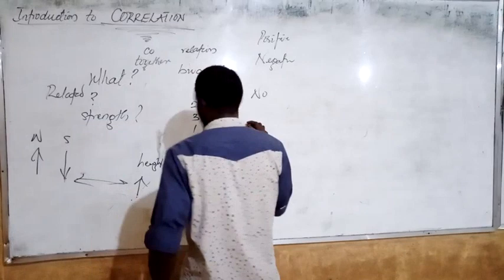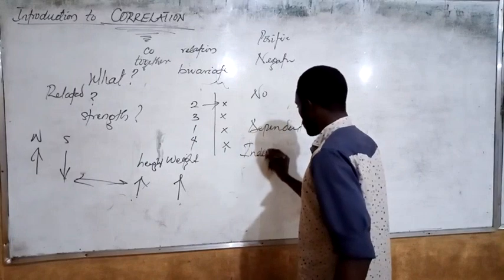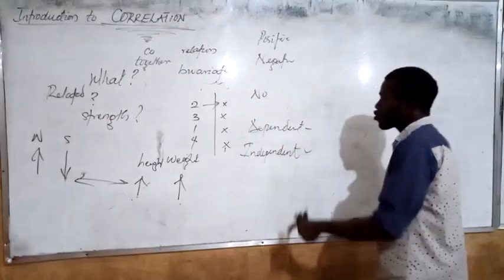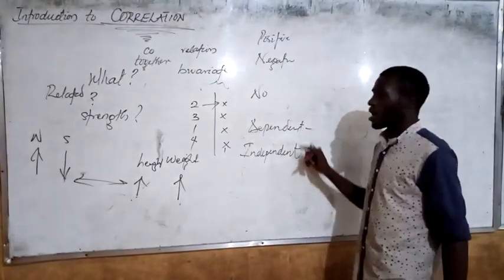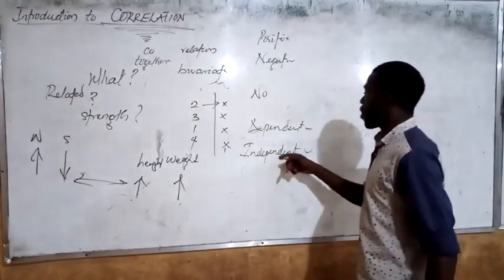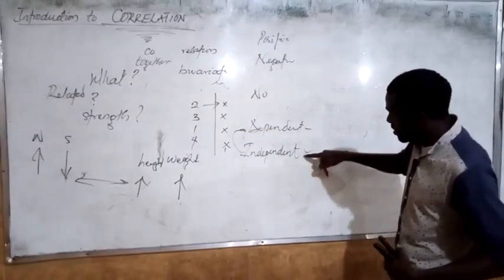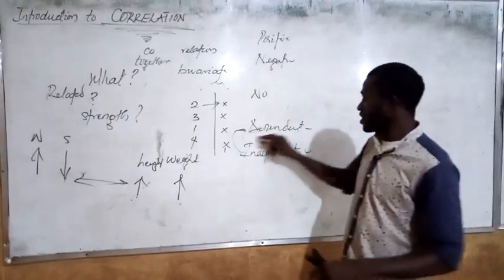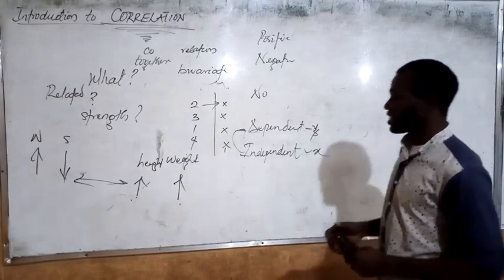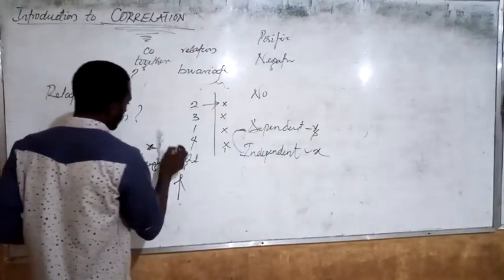And mind you, there are two types of variable: the dependent and the independent variable. What is a dependent variable? The dependent variable is the variable that we are trying to estimate by using the independent variable. So the independent variable explains the dependent variable, and the dependent variable depends on the value of the independent variable. The independent variable is usually x in mathematics, and the dependent one is usually y.